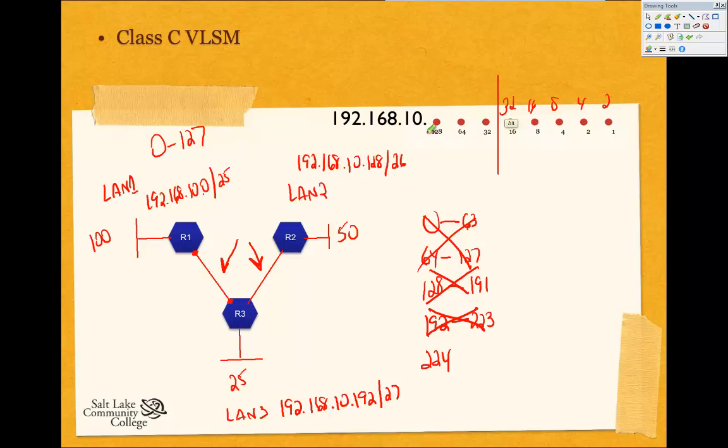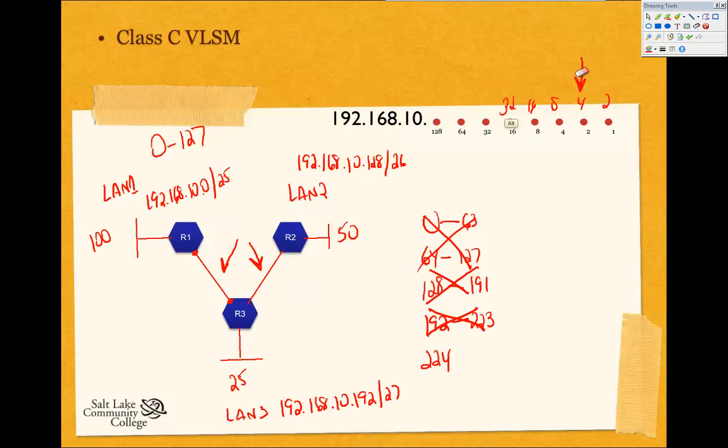Okay, moving on. Let's go and address these point-to-point connections. Well, point-to-points only need 2 users, which means they're going to go in blocks of 4, right? Because we need 2 bits to get 2 users. Remember, in 2 bits we have 4 possibilities. We see that right there. Well, one's a network, one's broadcast, which means we only have 2 hosts. Well, that's exactly what we need. So that tells us that our network's going to go in increments of 4.